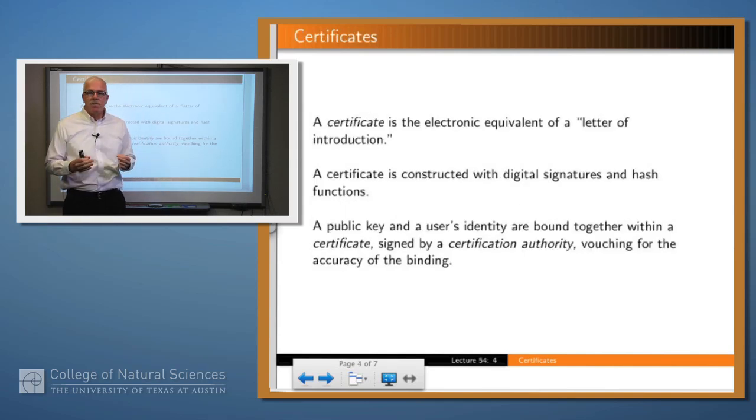Okay, so a certificate then is sort of the electronic equivalent of a letter of introduction. It's some other party saying, yes, you can trust that this key and this identity in fact correspond, that this in fact is the public key for that person. A certificate is constructed with digital signatures and hash functions, and there has to be some certifying authority, i.e. the third party that we trust, to give us that assurance.